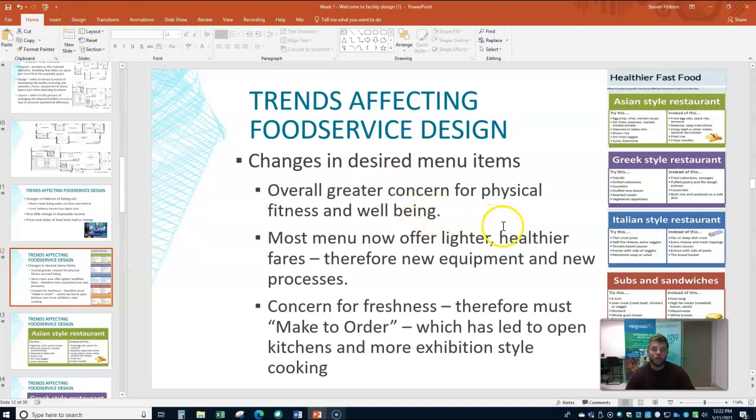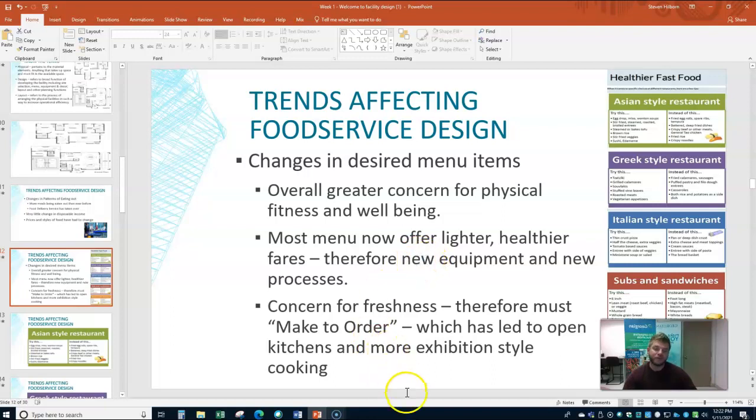There's also an overall desire for greater health-conscious decisions, physical fitness, and well-being. So often these restaurants that before maybe offered very heavy, full-fat, sodium-based meals are now offering lighter, healthier fare, more organic dishes. This often results in new equipment and new processes.